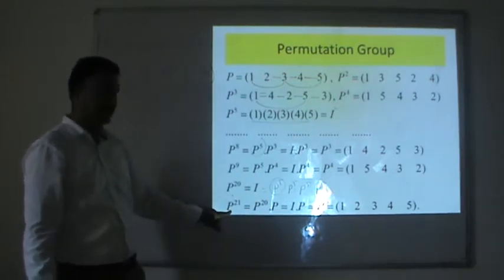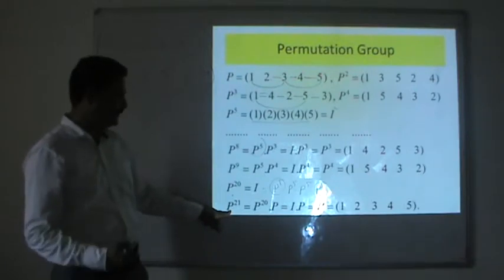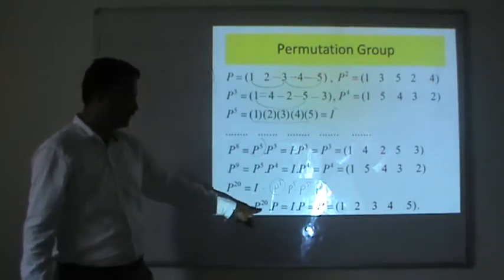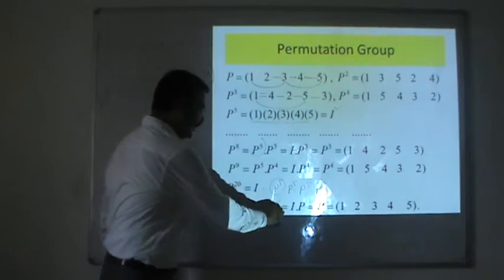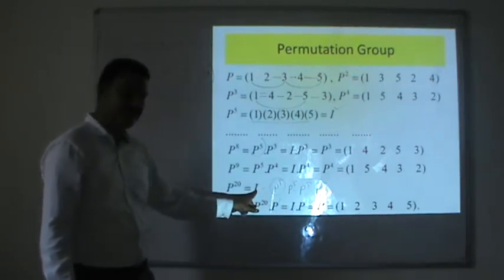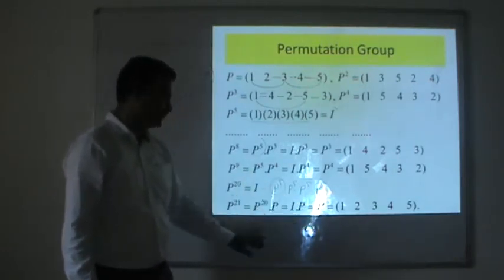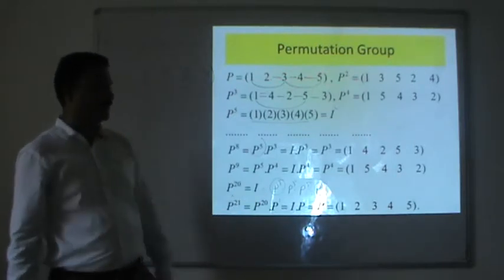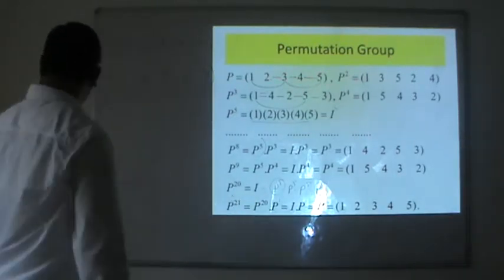Suppose we want to calculate P raised to the power 21. This P to the power 21 can be written as P to the power 20 into P to the power 1, and P to the power 20 is identity, and I into P gives us P. So this P to the power 21 is equivalent to the cycle P, which is (1 2 3 4 5).